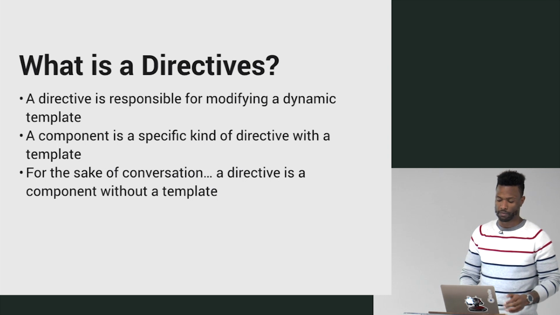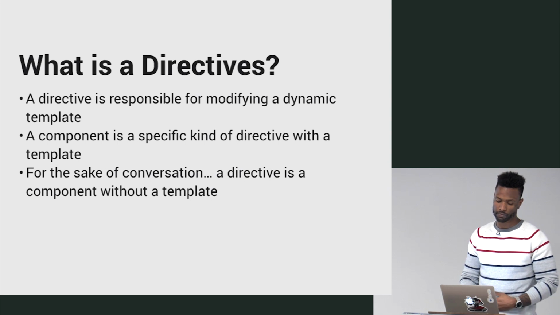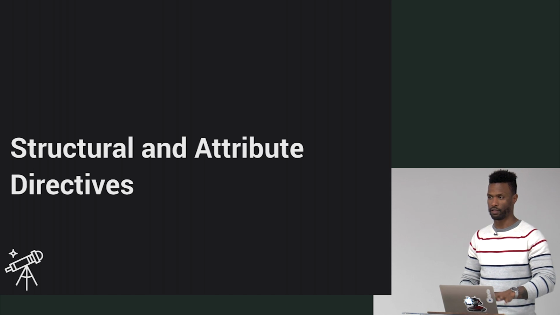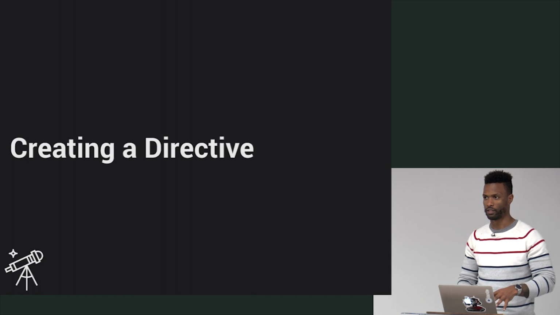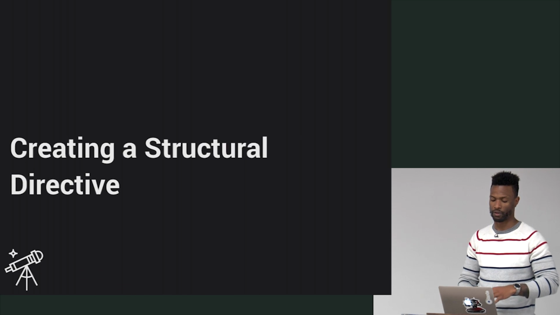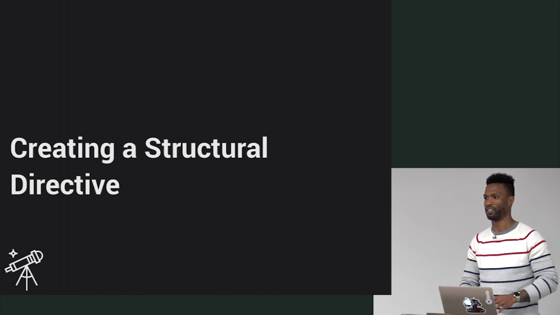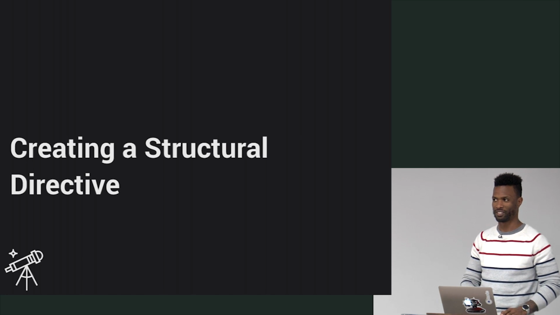So a directive is responsible for modifying a dynamic template. A component is a specific kind of directive. We talked about this. So we're going to breeze past these right here because I think it's better if I just get into the code and show you this stuff. So don't worry about this stuff. We're going to talk about structural and attribute directives. We're going to create a directive, and then we're going to create a structural directive. I'd rather just do that live.